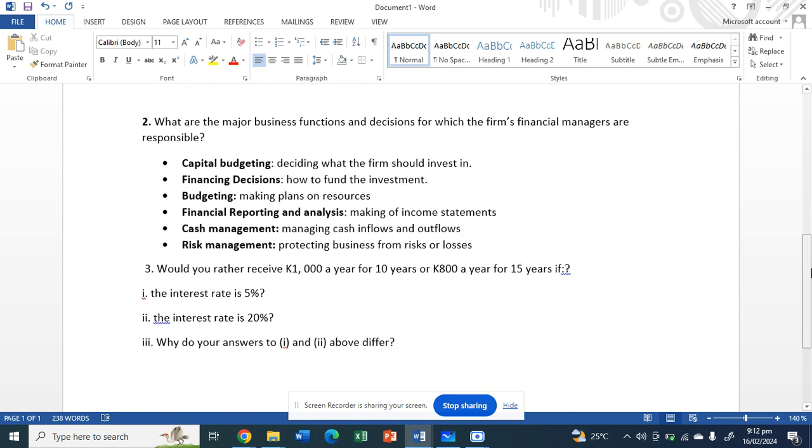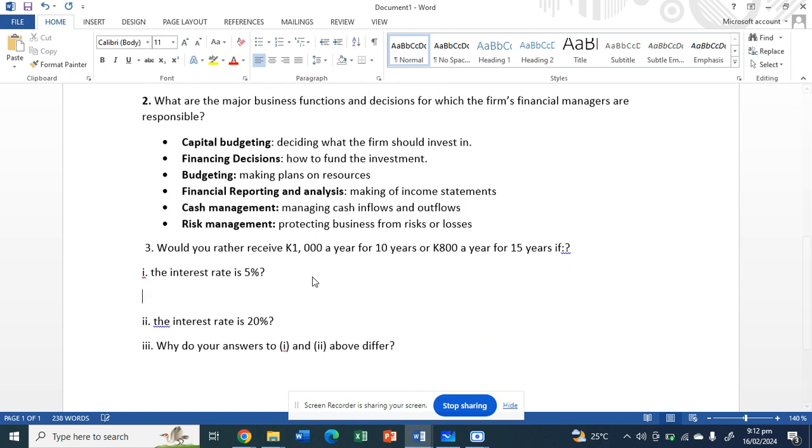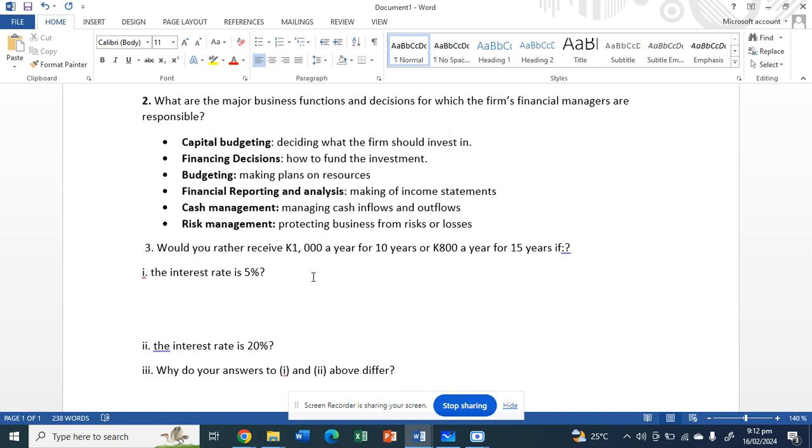Okay. So here, this is an annuity. Remember what an annuity is? Where you receive the same payments for a fixed period of time. All right. So we start with 1,000 a year for 10 years. What is its value today? So, the formula for the present value of an annuity.